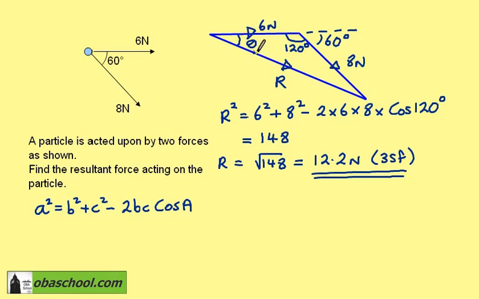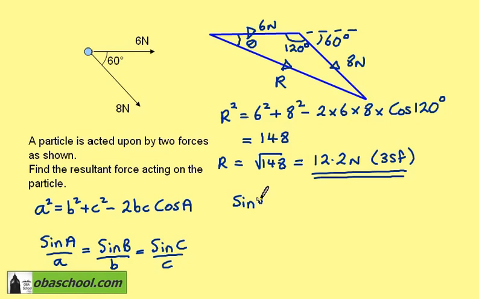To work out theta, we can now use the sine rule. Again, if you're not familiar with the sine rule or confident with the sine rule, then you should review the section on the sine rule. Here we want to find this angle, so sine theta, divided by the side opposite it, the 8, will be equal to the sine of this angle, which we know, divided by the side opposite it, which we know is root 148.